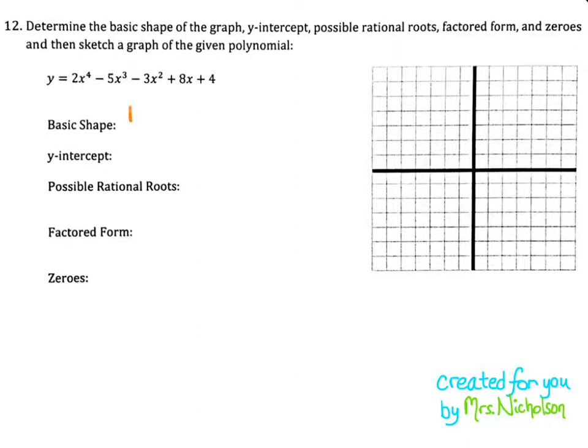I should have 3 turning points. And so this is the W graph, as we like to call it in class. It should look something like this when we get finished. My y-intercept, that's 4.